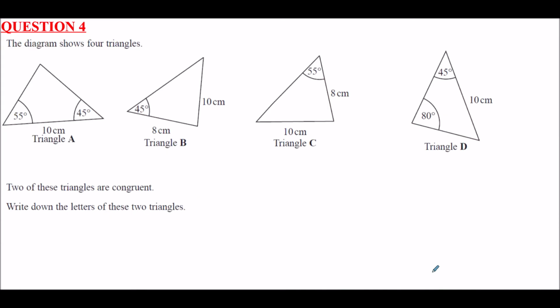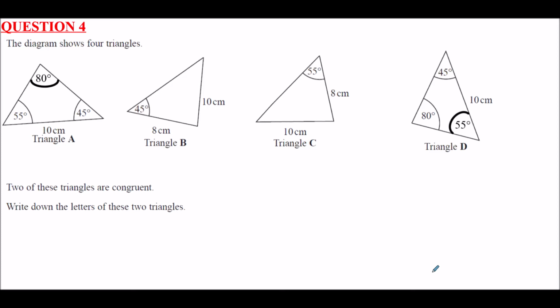Question 4. We've got 4 different triangles here. 2 of these triangles are congruent. Congruent is just a fancy word meaning identical shape, identical size. Write down the letters of these two triangles. We need to now remember the tests of triangle congruency.